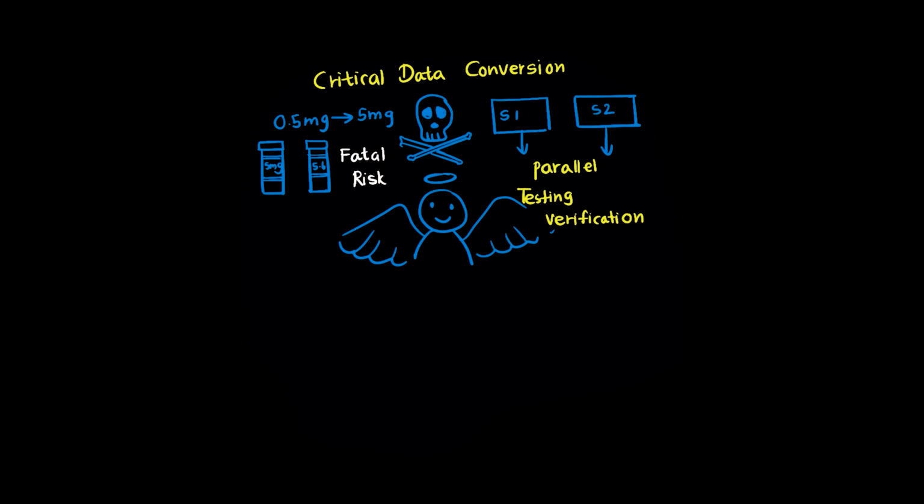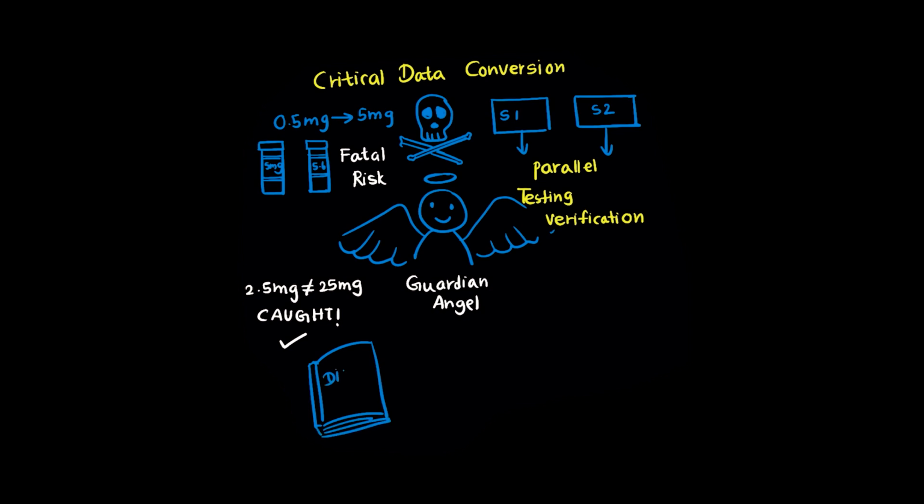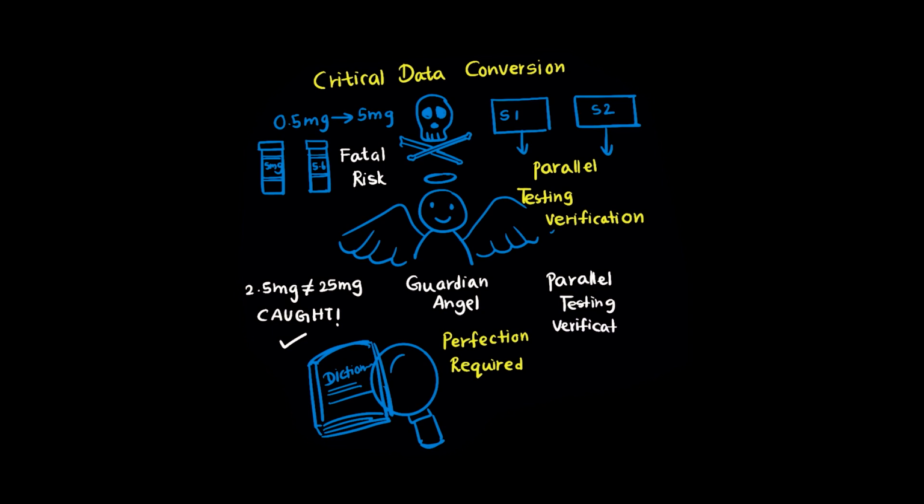Both systems run simultaneously, comparing every output. If the old system says 2.5 milligrams of warfarin and the new says 25 milligrams, we catch it before go live. It's like having a proofreader check every single word in a dictionary. Time consuming? Yes. Necessary? Absolutely. When medication data is involved, perfection isn't optional.